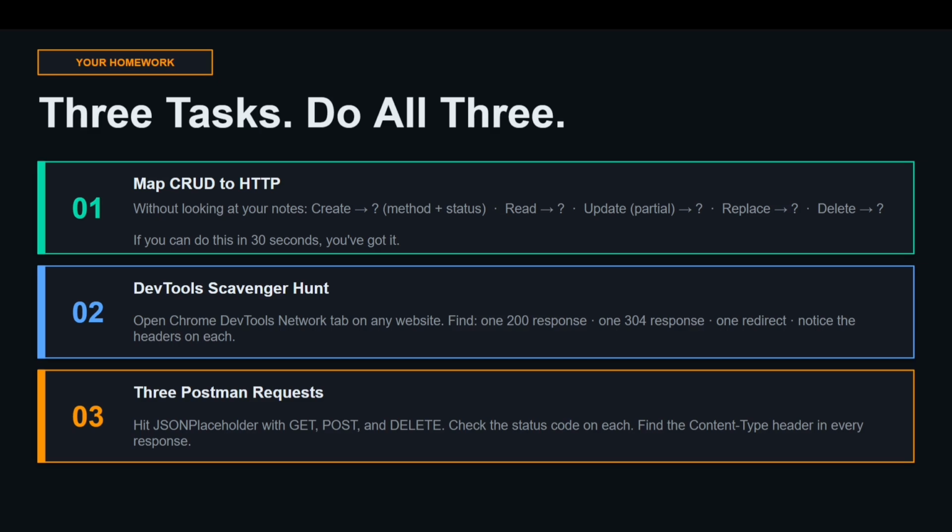Then also, you should hit JSONPlaceholder, which we tried first on Postman, with GET, POST, and DELETE, and check the status code each of them returns. Find the content type header in every response that you see there, and let's just see how that works.